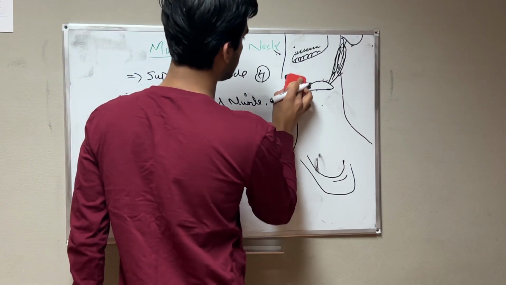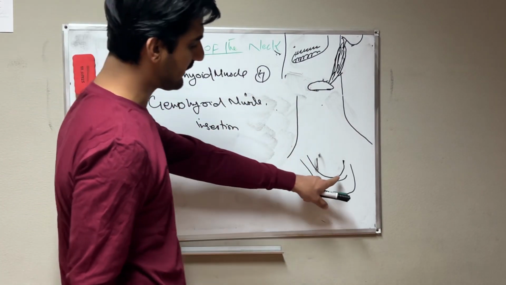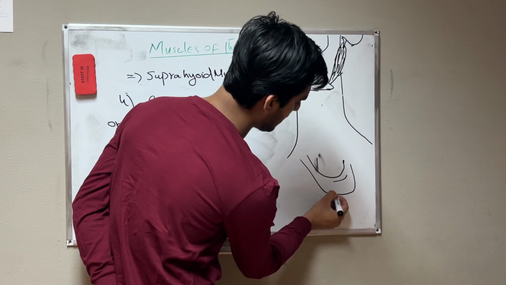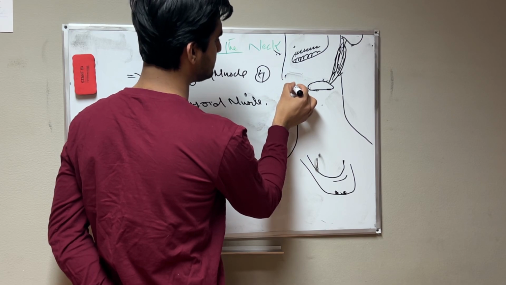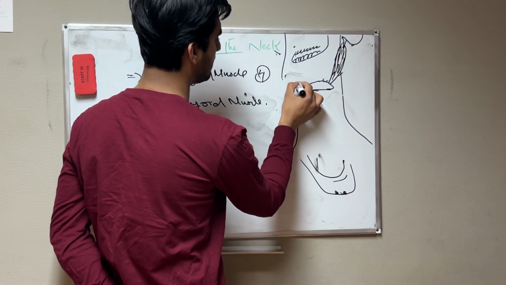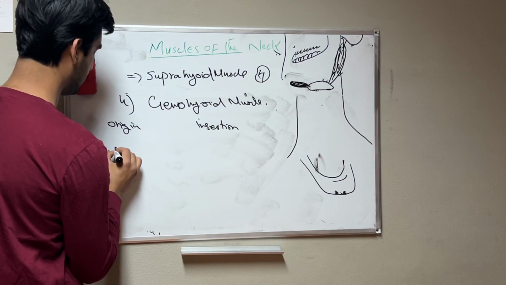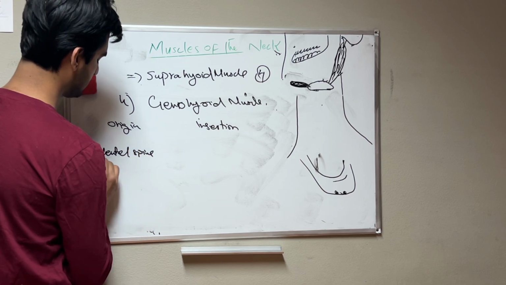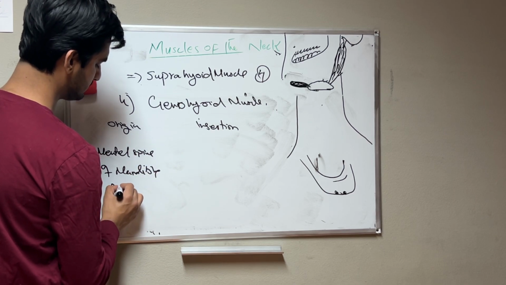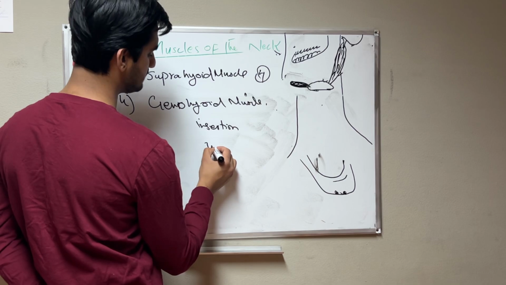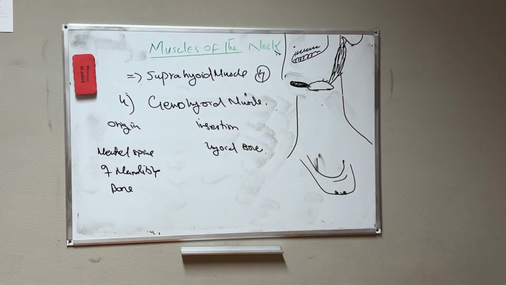The geniohyoid muscle is also here. If you see the mandible, don't forget this is the hyoid bone. Here we have the mental spine. It means origination from the small muscle, from what? Mental spine of the mandible bone, and insertion into the hyoid bone. These are the origin and insertion of what I told you.